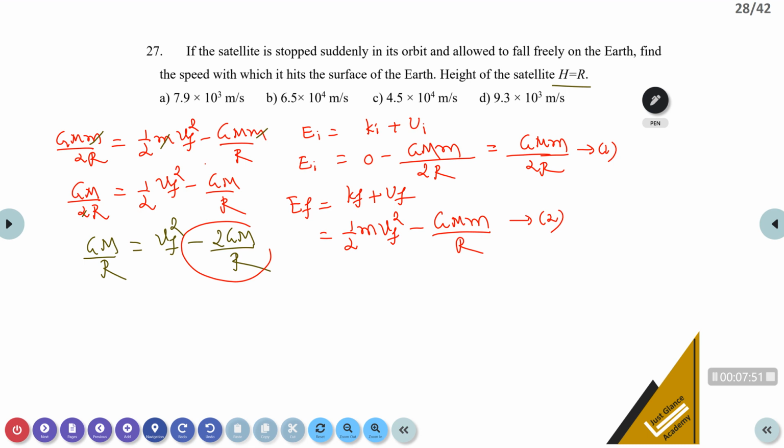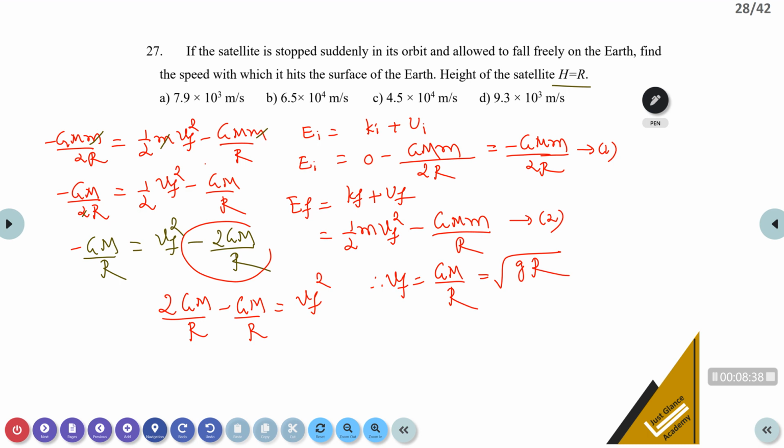That means I made mistakes here. Okay, then simplify it. I made a mistake here. It is minus terms. This becomes 2 GM divided by R minus GM divided by R, GM by R equal to V_f square. So therefore V_f equal to square root of GM divided by R. This is equal to the formula square root of g into R, because we know that g equal to GM divided by R square. Using this it becomes g into R.